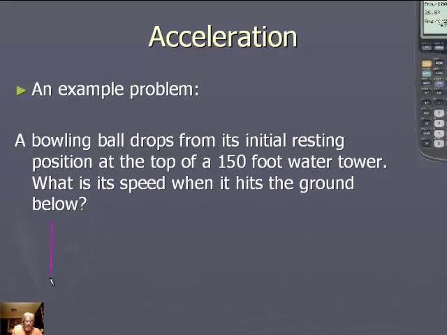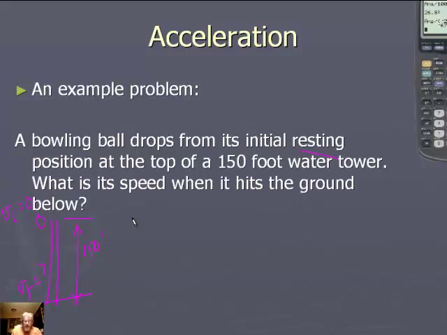So analyzing the problem, I'm going to draw a picture of my water tower. Here's my bowling ball. It's in a resting position, so that means Vi is 0. It's at the top of a 150-foot tower, so this distance here is 150 feet, and it's going to fall to the ground, and I want to know what is its final velocity. How fast is it going when it hits the ground?